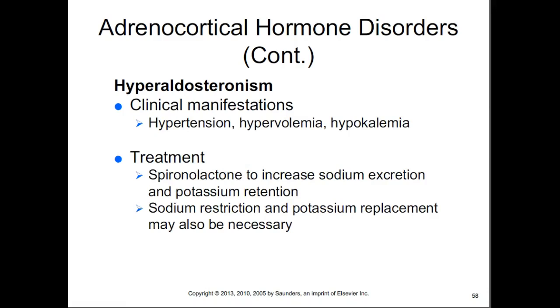So hyperaldosteronism will create hypertension, hypervolemia and hypokalemia, right? So the treatment is spironolactone to increase sodium excretion, and spironolactone is a potassium sparing diuretic, so you'll get rid of the sodium but you will retain the potassium, right? So sodium restriction, to decrease the hypertension, and then potassium replacement. Remember, aldosterone is going to reabsorb sodium. So sodium is the main culprit here. Okay.